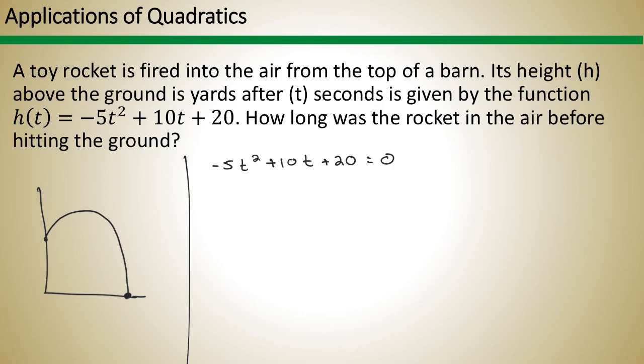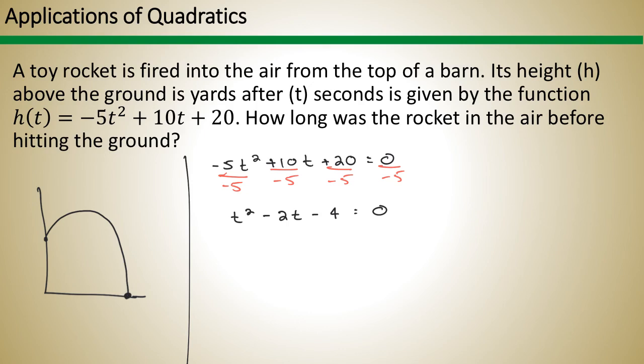Okay, so now, in order to factor this thing, or solve this thing, I could use any method. Let's try to factor it. First, I'm going to get rid of that negative 5, and we're going to divide everything by negative 5. If I do that, I get this equation: t squared minus 2t minus 4 is equal to 0. Okay, because I am dividing by negative 5 there.